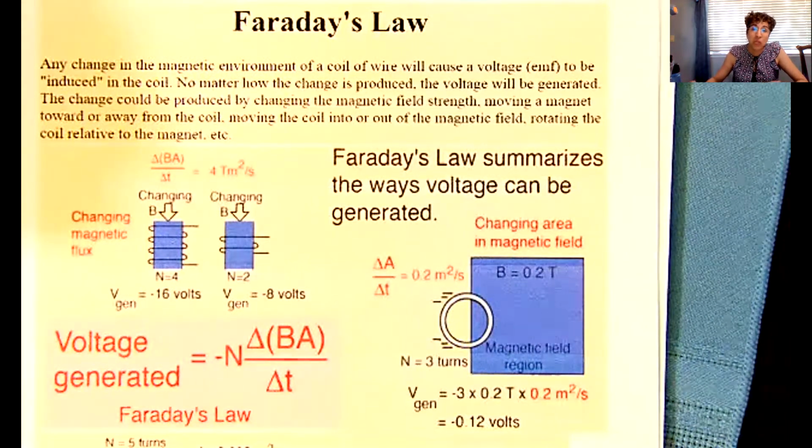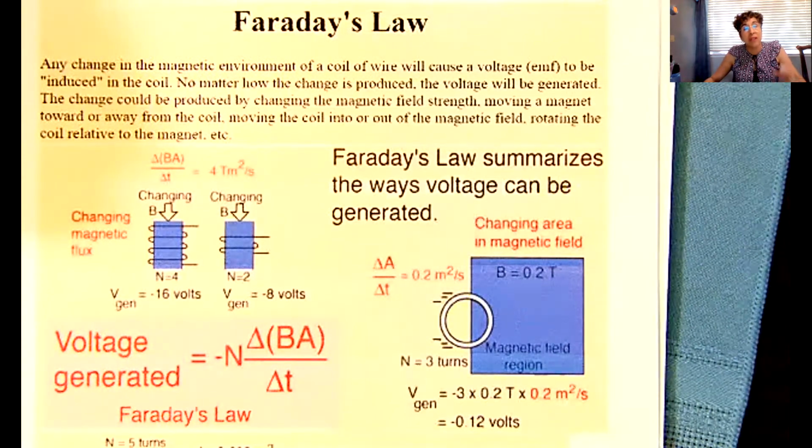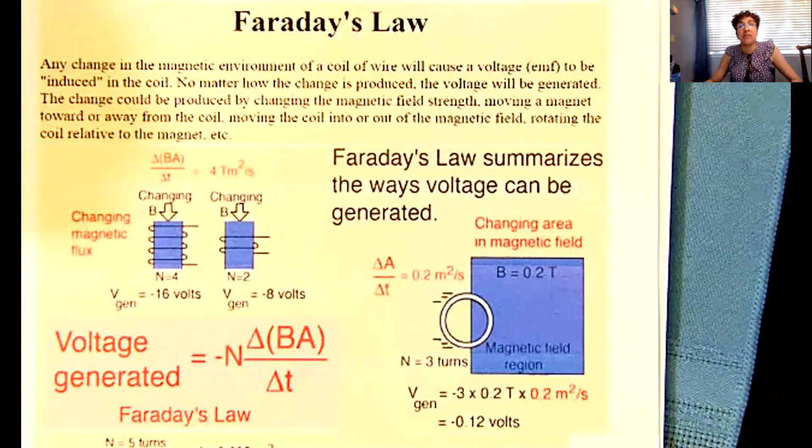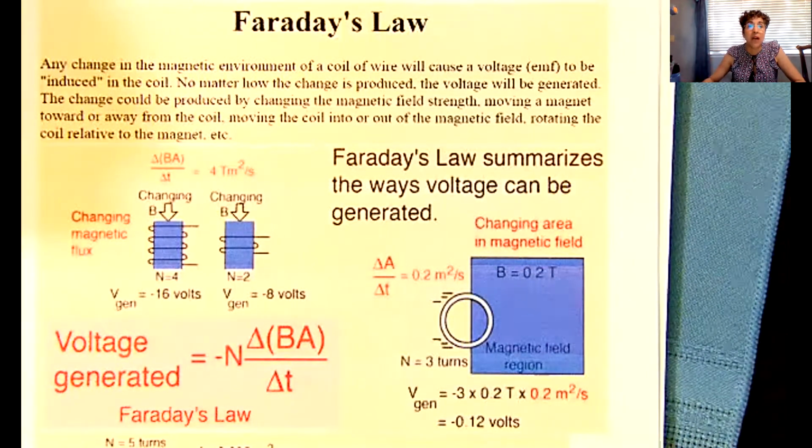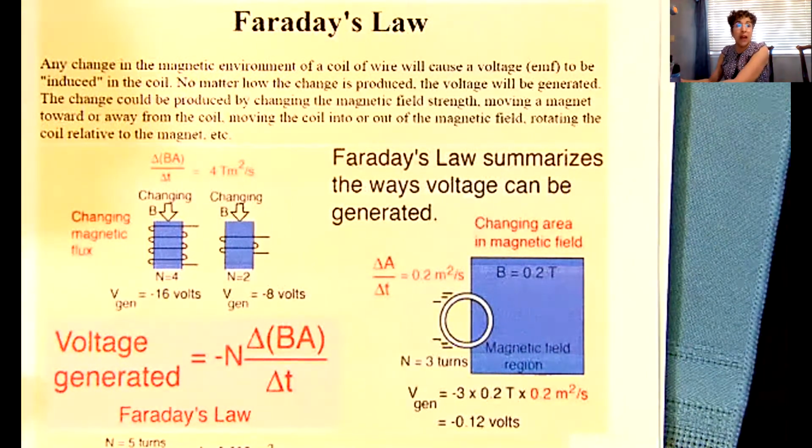So you notice that when I was pushing it in, or pulling it out, moving the coil in or out, I could also take the coil and move it around the magnetic field, around the magnet, or rotate the coil. All these ways are how you can generate a voltage.